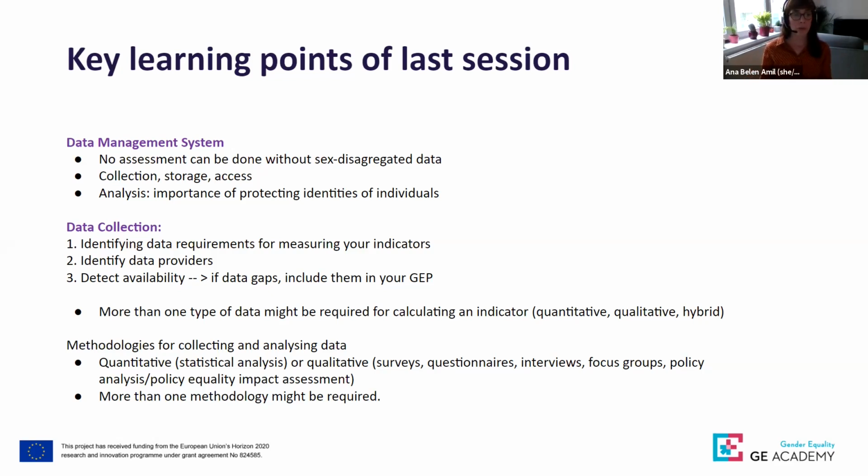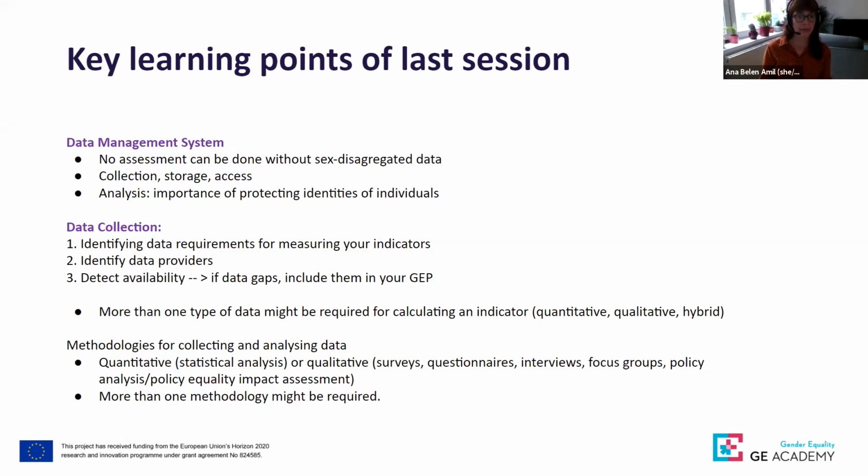The second big point was about data collection for the analysis of indicators. So first of all, identify what our data requirements are for measuring the indicators that we have developed. Identify the data providers. This is related to the access topic that I just mentioned. Who is the one that has the data that we need for calculating indicators? And also detect the availability.